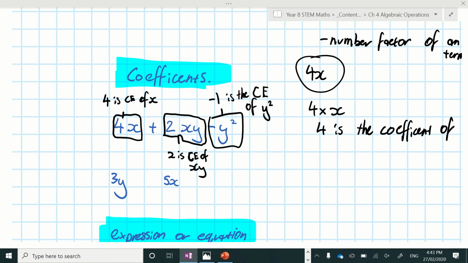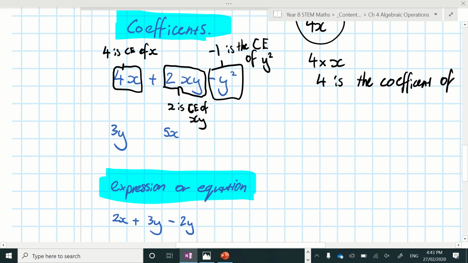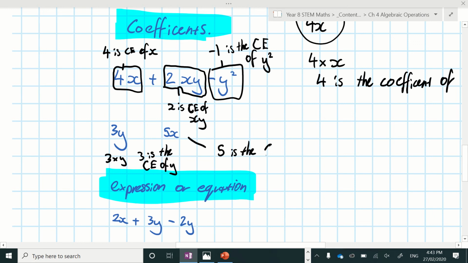So you should have had a crack at this. So the coefficient for 3y, we know that the 3 is timesing the y together to equal that expression. So 3 is the coefficient of y. And just very similarly for this one over here, 5 is the coefficient of x. So very simple, it's just the multiplying number.